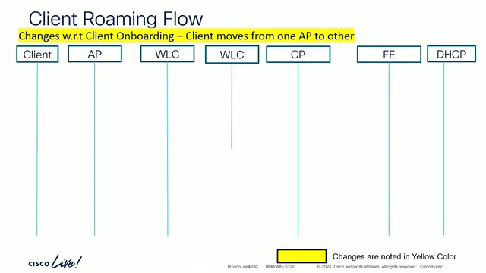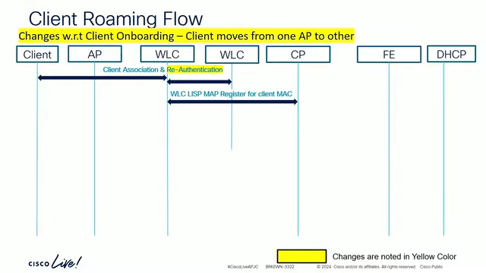Let's have a quick look at the flow. Here, I have just noted down the changes from the client onboarding flow in yellow color. You will see all the things are the same, only the changes are highlighted in yellow. So here, client association also happens, but there would be a re-authentication in the case of roaming. Apart from that, the LISP map register would be sent for the client MAC, and it would remain the same. A LISP map notification would be sent from the CP to the FE informing about it, and the L2 forwarding table is updated.